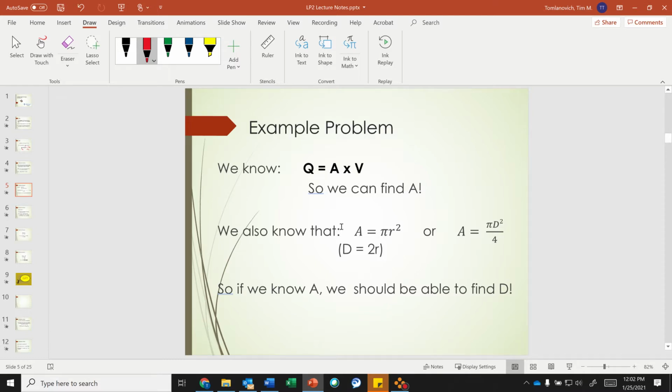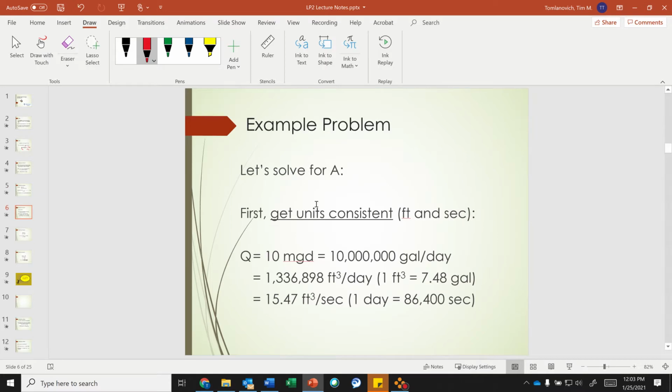And we also know area equals pi times d squared over 4. So we can back solve d, and then d equals 2r. So if we know area, once we solve for area, then we should back solve for d, diameter. Okay. So first, let's get our units consistent. So 10 million gallons per day. All right.